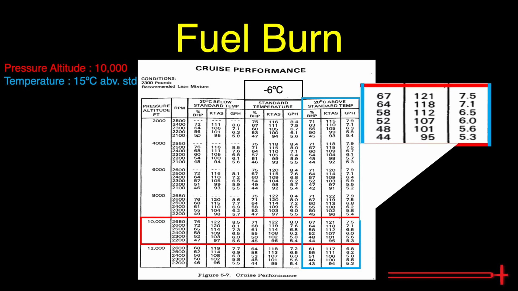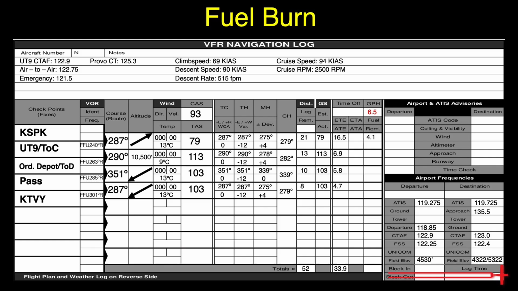Lastly, we'll look for our desired RPM setting of 2500 as seen in our notes. And once we have done this, we are left with our expected cruise fuel burn of 6.5 gallons per hour. We can transfer that information over to our navlog.